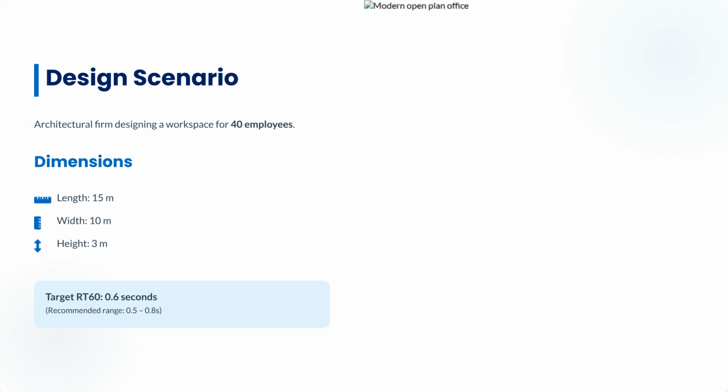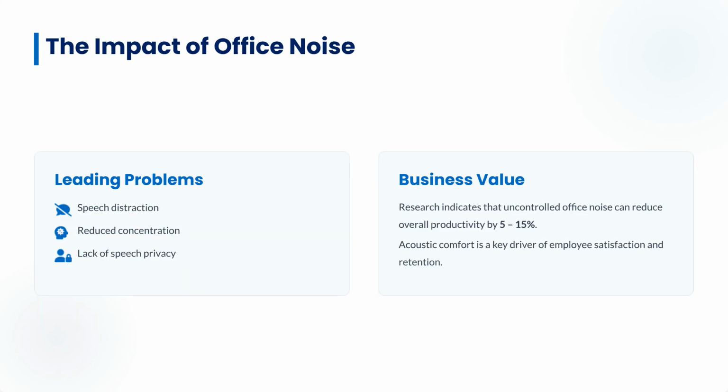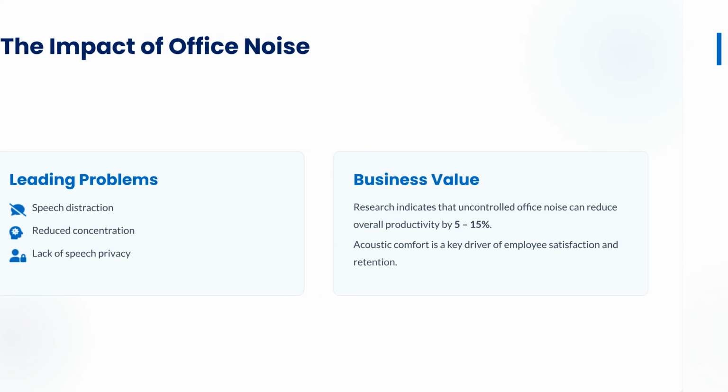Our design scenario involves an architectural firm creating a workspace for 40 employees. The office dimensions are 15 meters long, 10 meters wide, and 3 meters high. Our target reverberation time is 0.6 seconds. Office noise has a significant impact, causing speech distraction, reduced concentration, and lack of speech privacy. Controlling this noise can increase overall productivity by 5 to 15%, and acoustic comfort is vital for employee satisfaction.